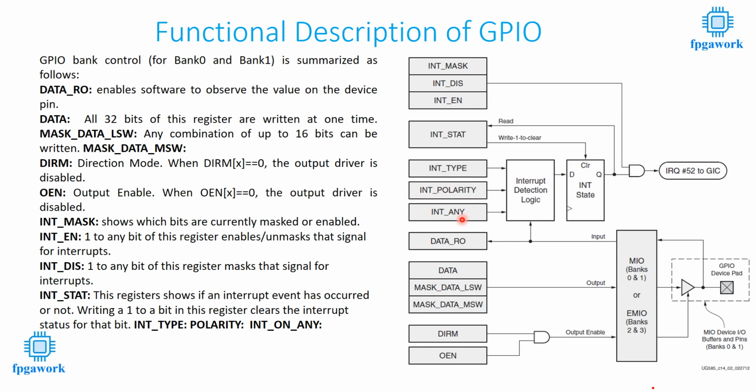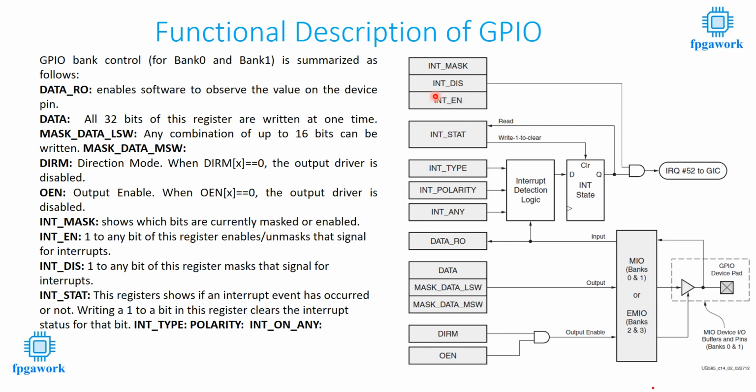Interrupt any: this register is used to configure positive edge or negative edge. What if we want to have an interrupt on both edges? If you want to have an interrupt on both edges of a clock or a signal, I mean rising edge and falling edge, you can do it via interrupt any. So these are used to configure interrupt level or edge trigger. And this register is used for interrupt enable.